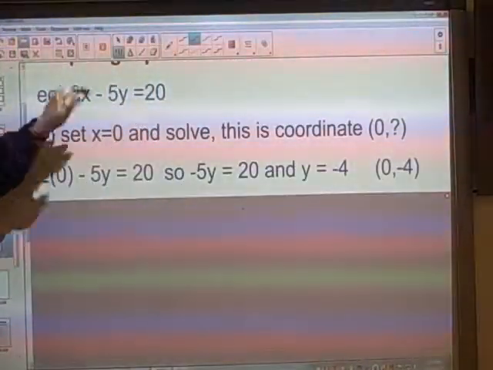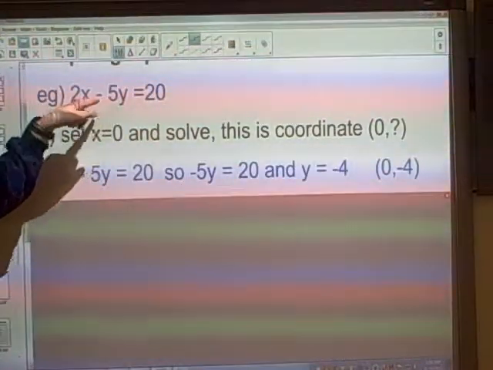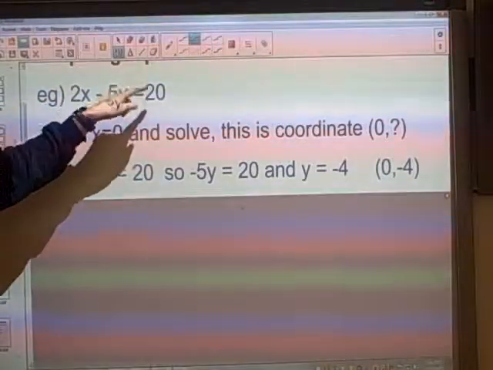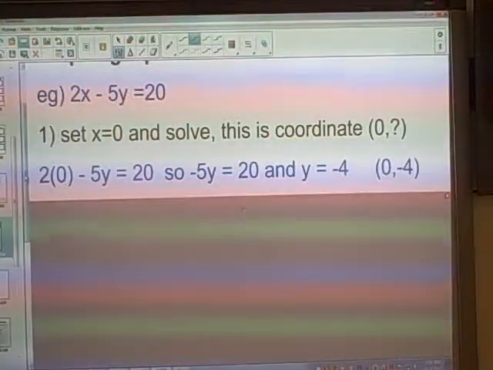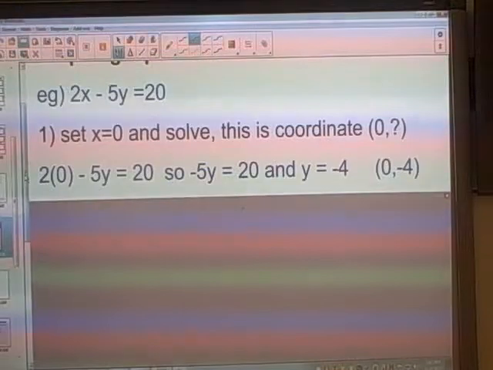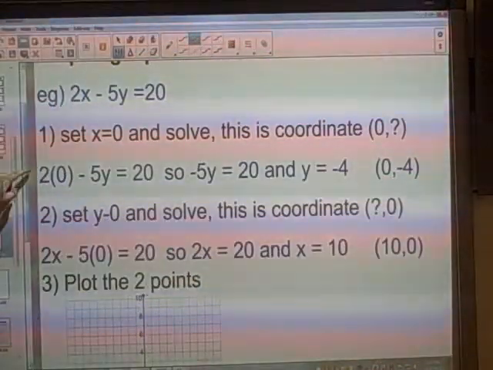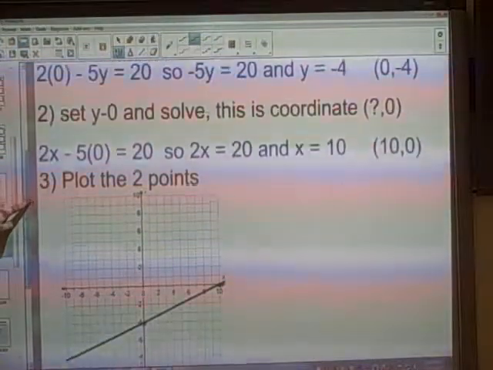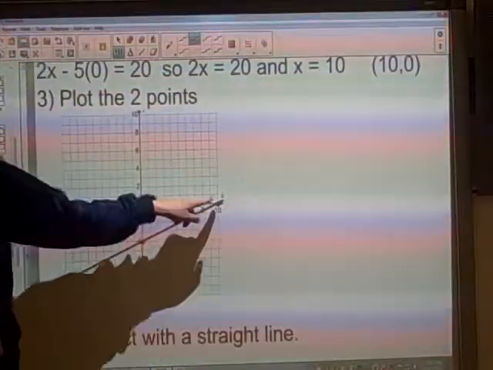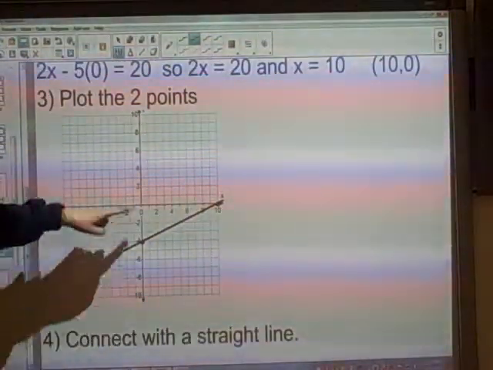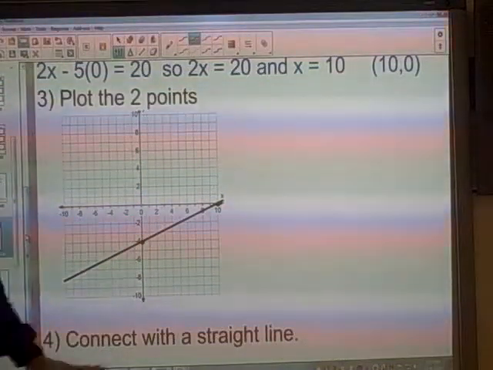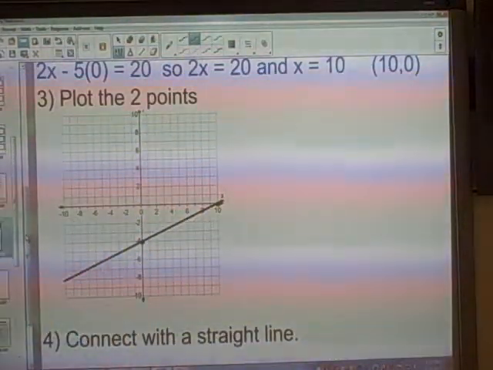Then we do the opposite, we set y equal to 0, and anything times 0 is just 0. So you get 2x equals 20, and solving for x, divide both sides by 2, x equals 10. So I get a second coordinate, (10, 0). Once I've got my two coordinates, I can go ahead and plot them. So there's (10, 0), there's (0, -4), then we just draw a line straight through them.